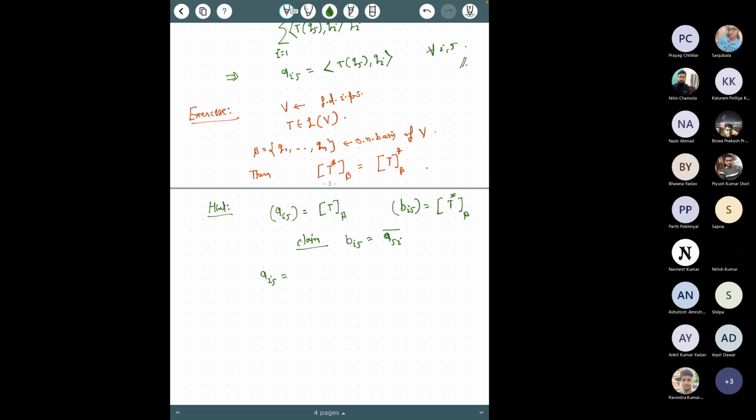Yes. Sir, how do we know that this is the conjugate transpose? No, I'm not saying that. I'm saying that this is our claim to show.